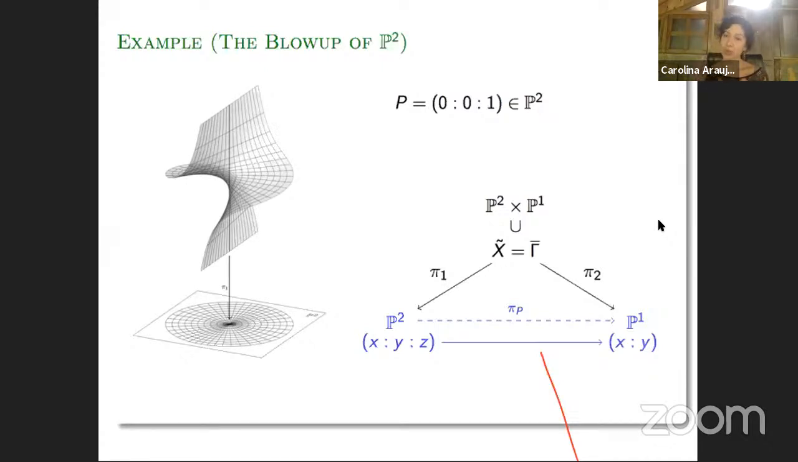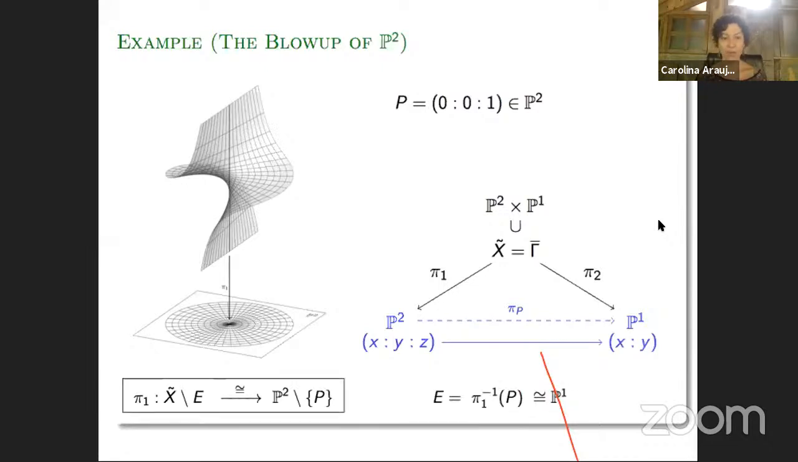And so what I can do to construct concretely the blow up is to take the graph of this map from P2 minus the point to P1. So this lives inside P2 cross P1. And I take the closure of this graph. So this is what I call X tilde, which is the blow up of P2 in one point.